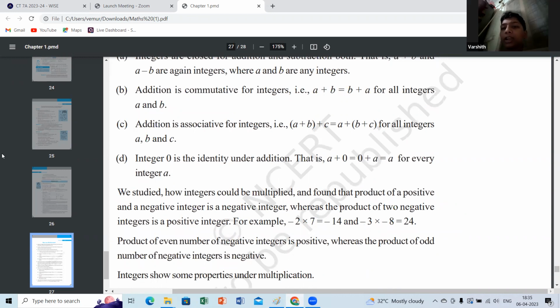Addition is associative for integers. Example, (a plus b) plus c is equal to a plus (b plus c) for all integers a, b and c. Integer 0 is the identity under addition. That is, a plus 0 is equal to 0 plus a is equal to a for every integer a.